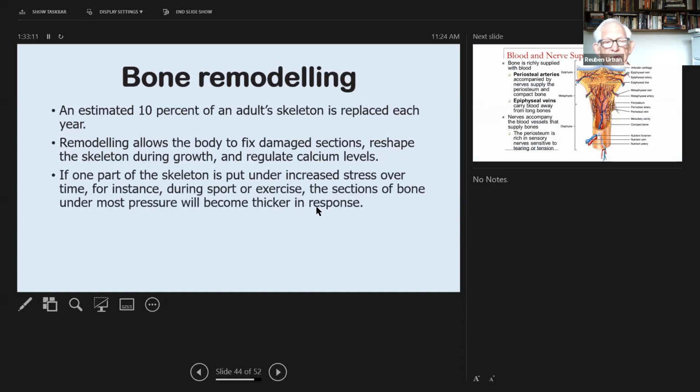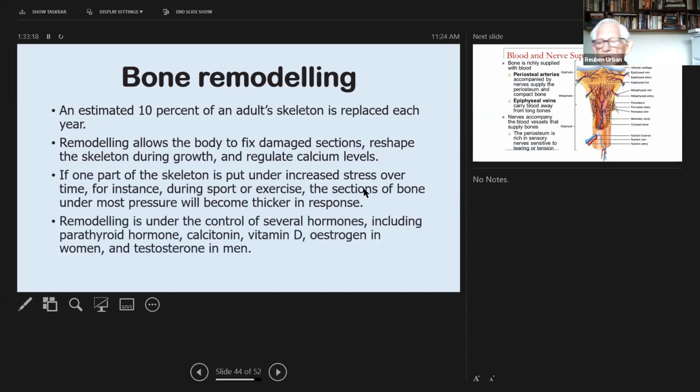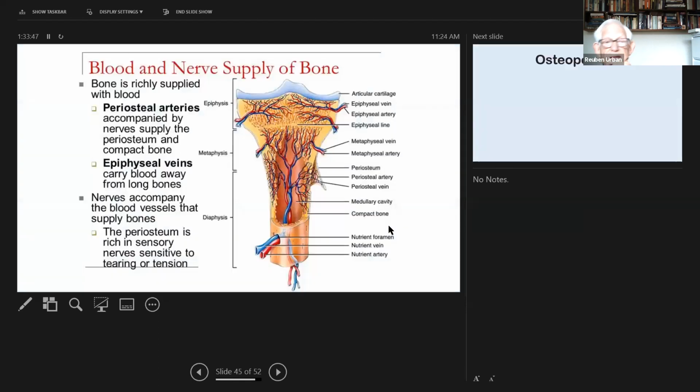The thickness of the bone increases when there's stress. And of course, the remodeling is under control of many hormones. So parathyroid, the parathyroids are behind the thyroid gland, and that controls calcium. Calcitonin is a hormone, vitamin D, estrogen in women, that's what I was talking about before, and testosterone.